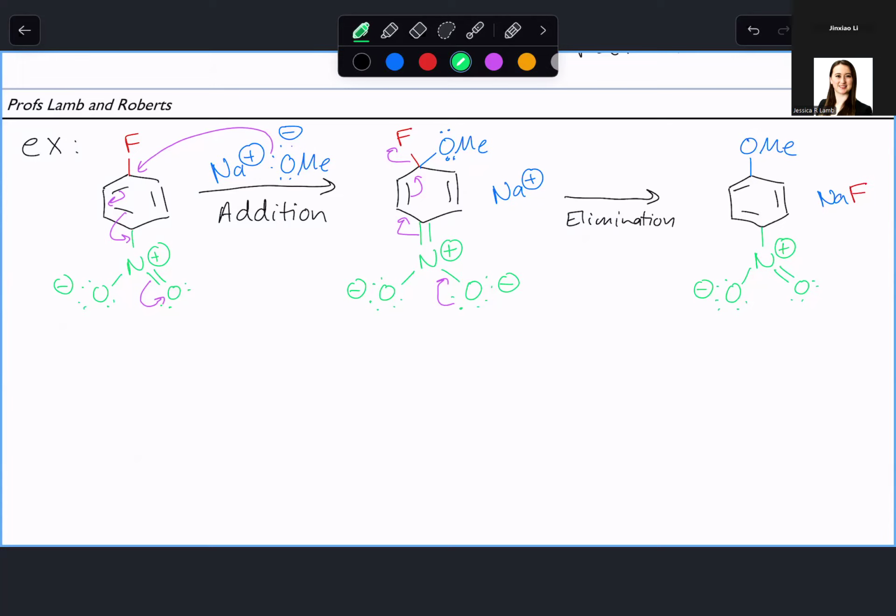Yes? On an exam, would you get points taken off for a different intermediate? Depends on the wording of the question. If we ask you for the most stable resonance structure, you have to draw this one. If we do not say that, then you can draw any of them. Yes.